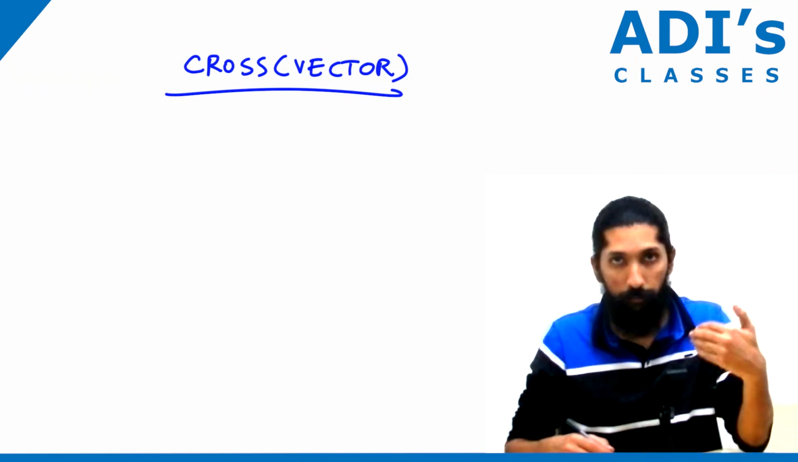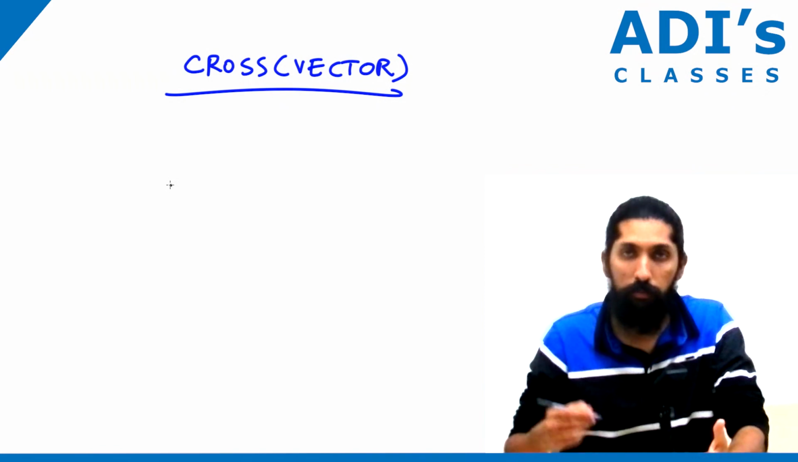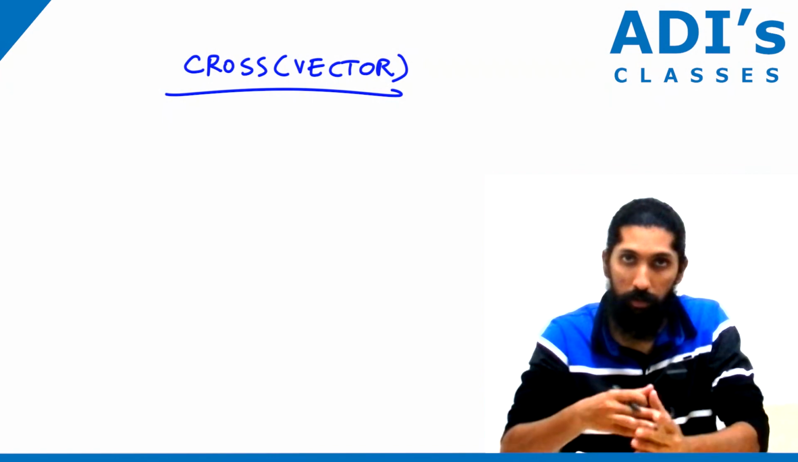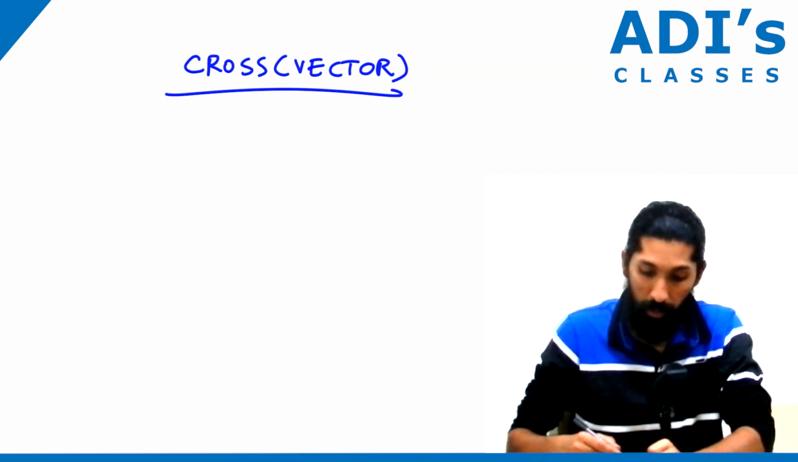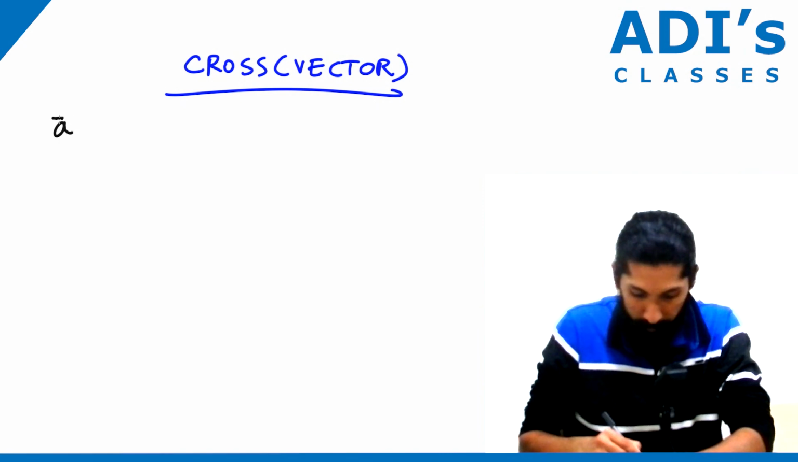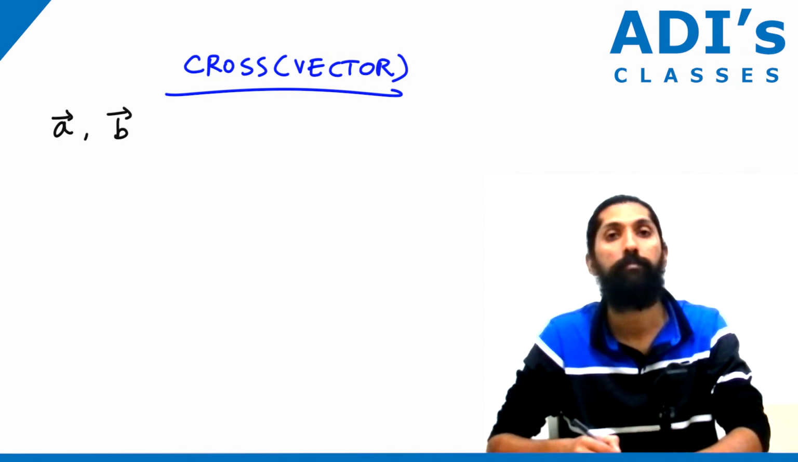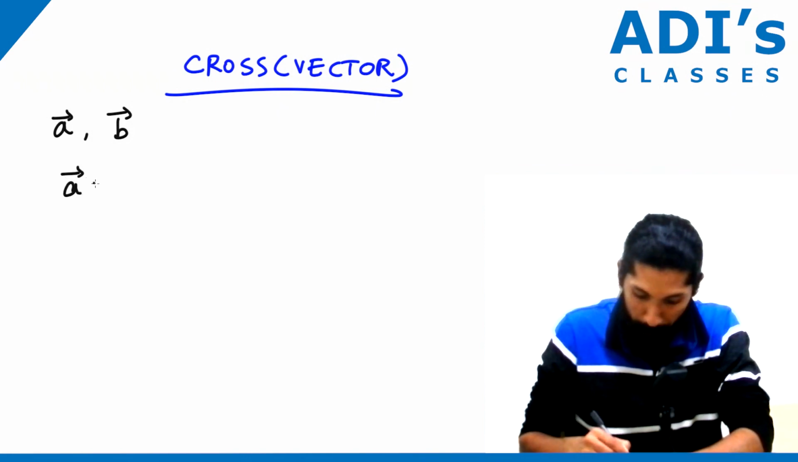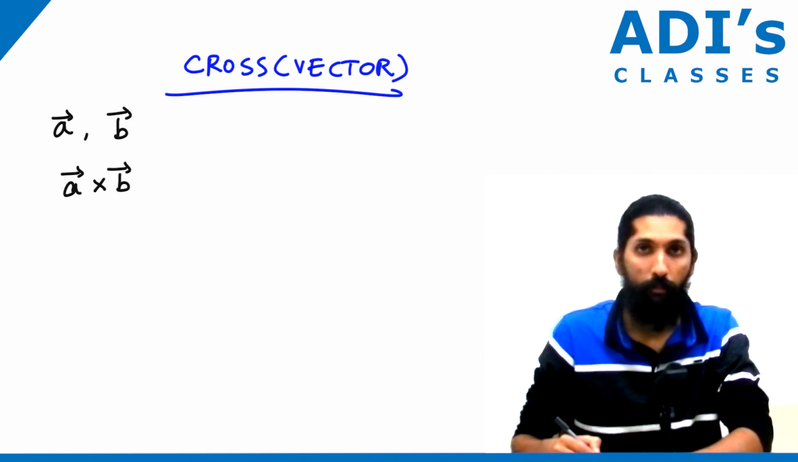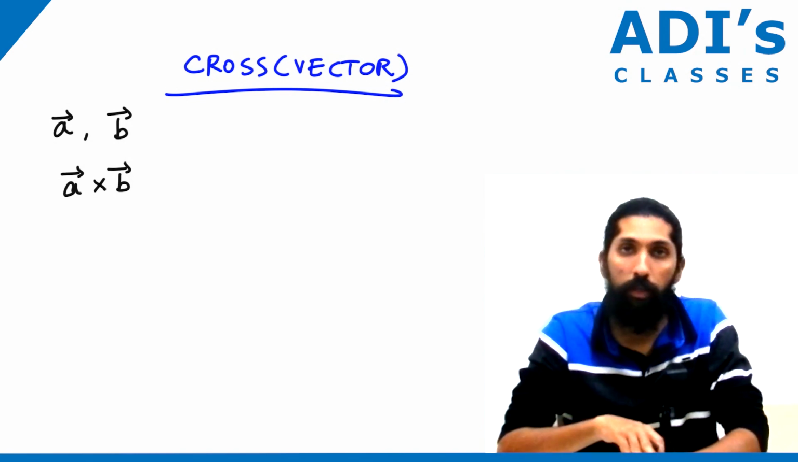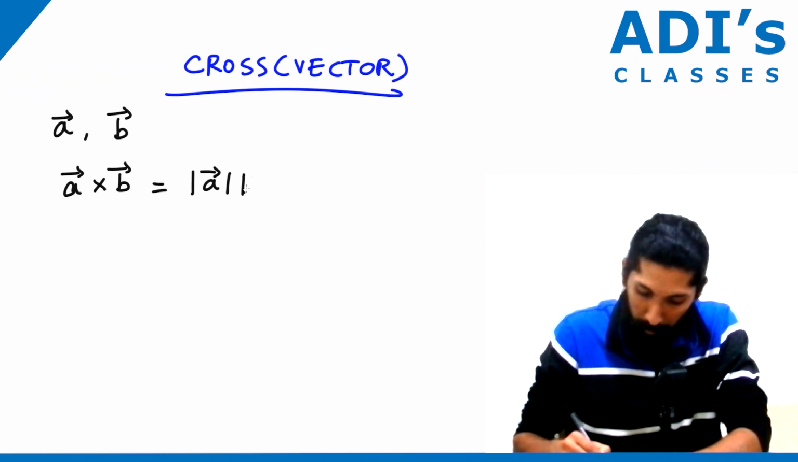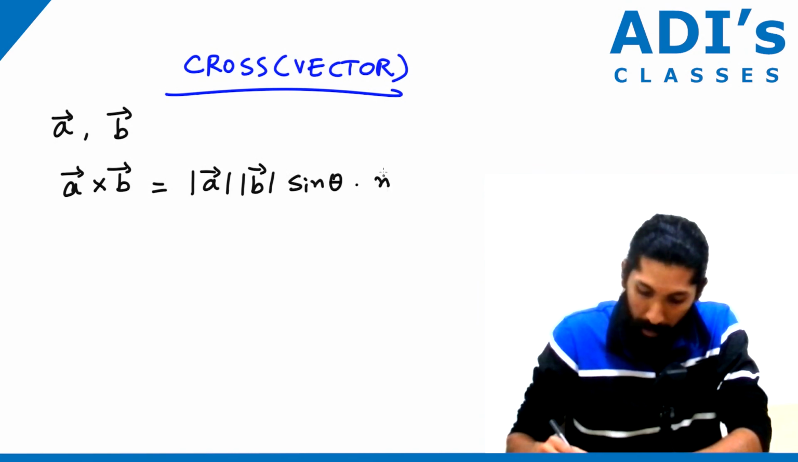This is the next type. Now, again, you have studied this, you have done problems on this, but still it's more like a revision, or you can say a more detailed discussion about the cross product. Whenever we have two vectors, say vector A and vector B, the cross product between the two vectors, that is vector A cross vector B, is going to be mod of A into mod of B into sine theta into n cap.